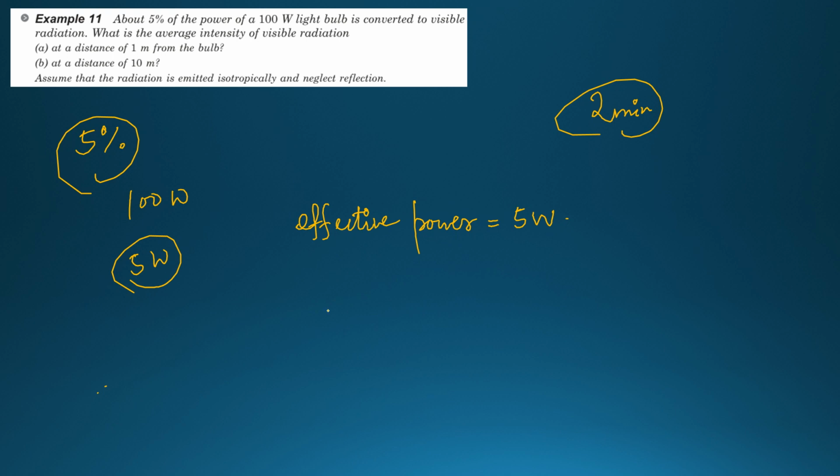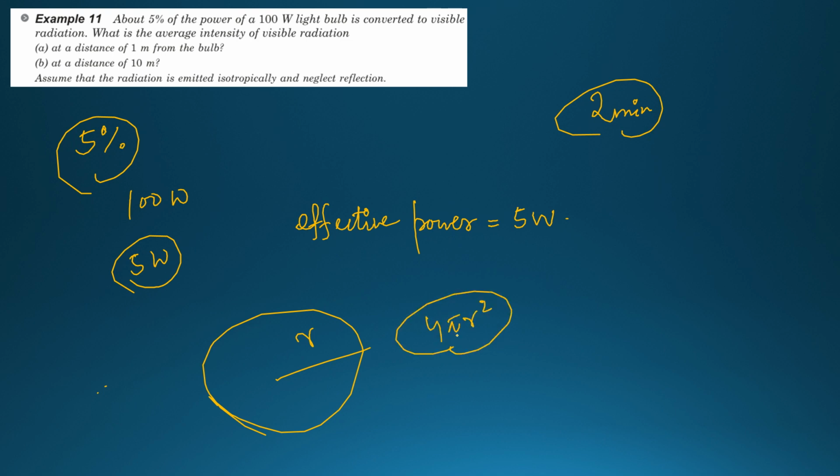What is the average intensity of visible radiation at a distance of 1 meter from the bulb? How will you calculate the average? This energy will get distributed over a sphere at a distance r from the source. So the surface area of the sphere is how much? 4 pi r square. I have already told this formula. So intensity is equal to power by surface area, 4 pi r square. So this is 5 by 4 pi r square. r is the distance, which is 1 here. So 4 pi into 1. This is the first answer, 5 by 4 pi.